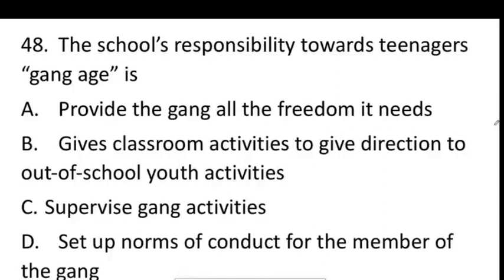Should we provide the gang all the freedom it needs? Should we give classroom activities to give direction to out-of-school youth activities? Is it letter C, supervise gang activities? Okay, so pupunta ka sa kanilang gang war, for example, okay, supervise their gang activities. Or letter D, set up norms of conduct for the member of the gang. Okay, so magbibigay ka ng norms, magbibigay ka ng kanilang mga bylaws, okay? So the correct answer here would be letter B, give classroom activities to give direction to out-of-school youth activities.